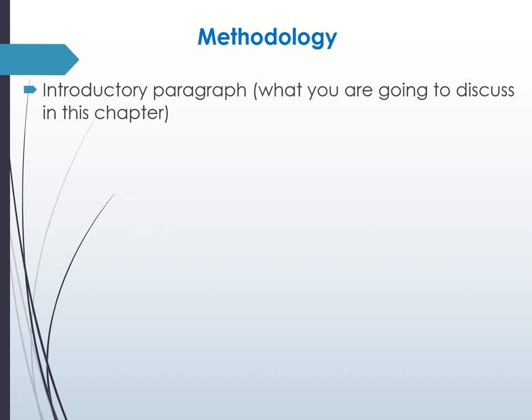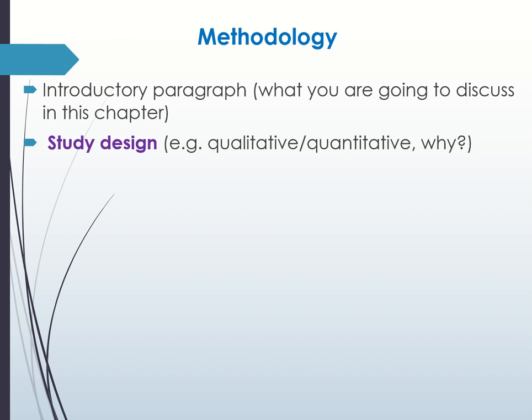The next chapter is the methodology, which aims to explain how the study was conducted. Again, you need to have an introductory paragraph. If you decide to include your research questions in this chapter, you could state them here. First of all, you need to also mention what approach you adopted for your study. Qualitative, quantitative, or mixed method, and explain why you decided to use this particular approach. Of course, you need to refer to the relevant literature to support your ideas.